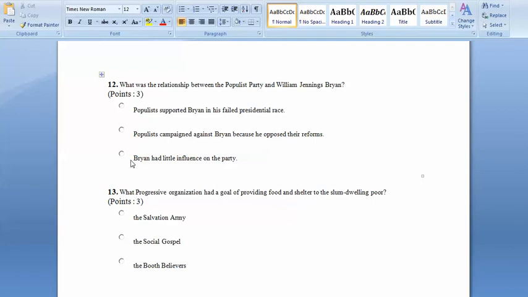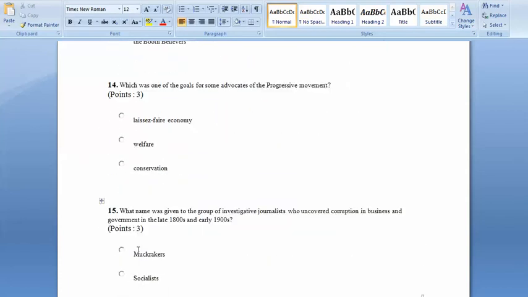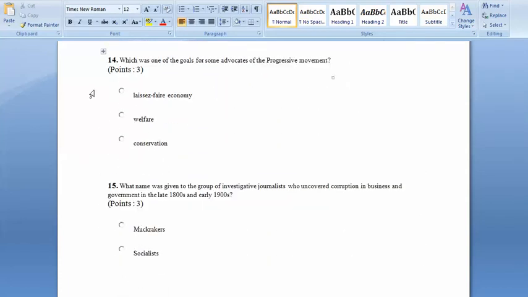Number 13, what progressive organization had a goal of providing food and shelter to the slum dwelling poor? Was that the Salvation Army, the Social Gospel, or the Booth Believers? Number 14, which was one of the goals for some advocates of the progressive movement? Laissez faire economy, welfare, or conservation?